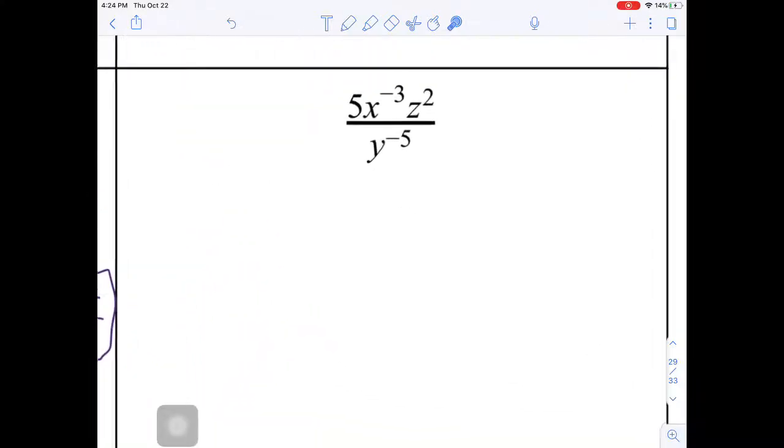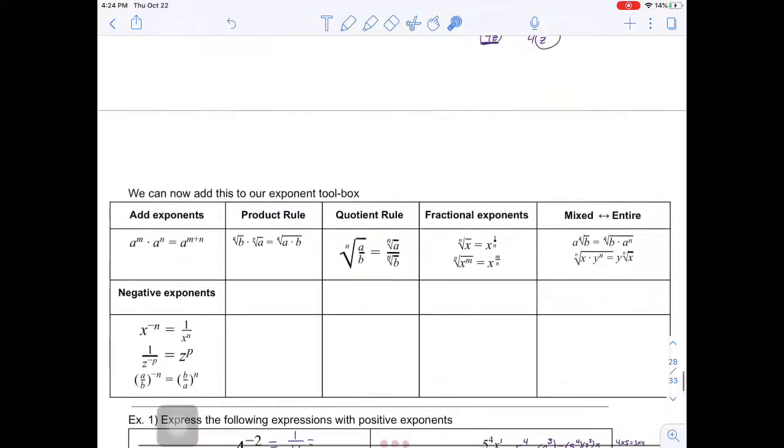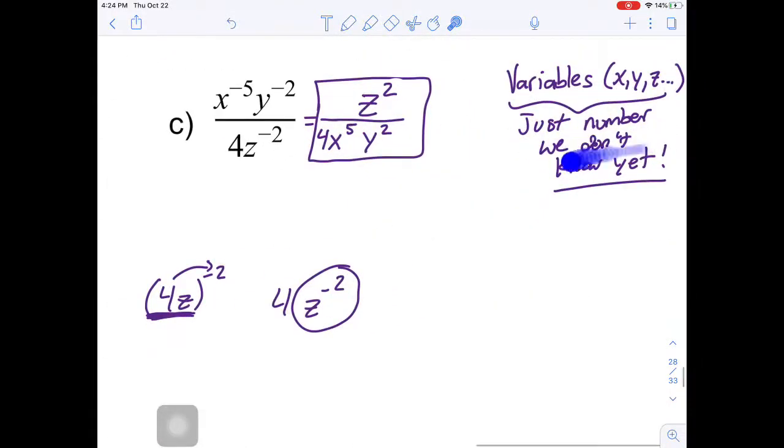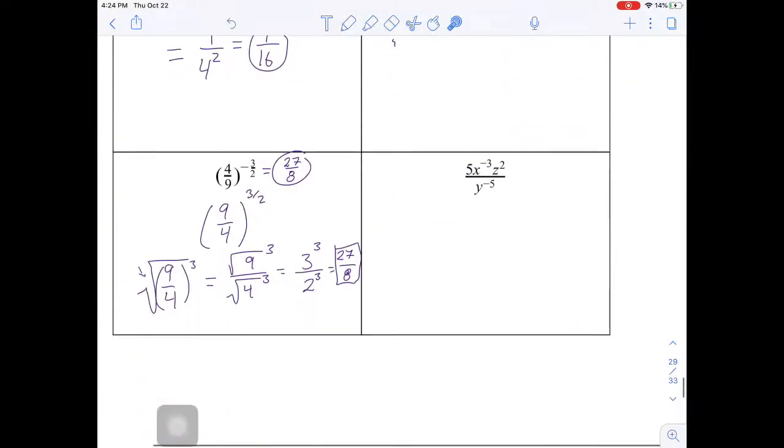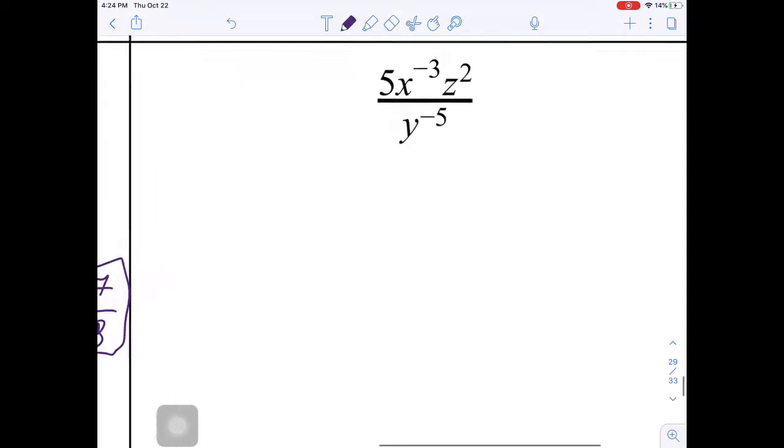Okay, let's go on to how to work with variables. Remember, and this goes back up top here, variables are just numbers we don't know yet. So don't overanalyze the fact that there's letters now, these variables. They still have the same applications as numbers.